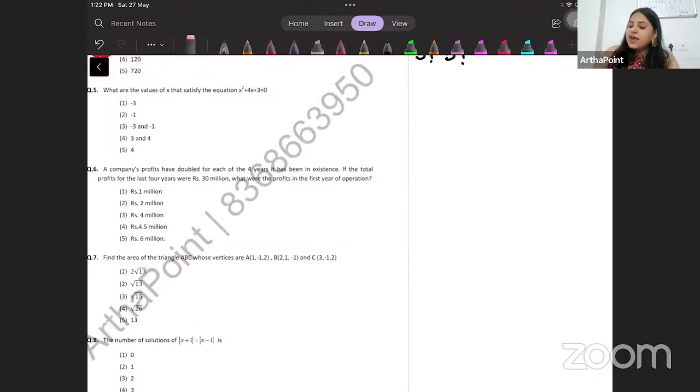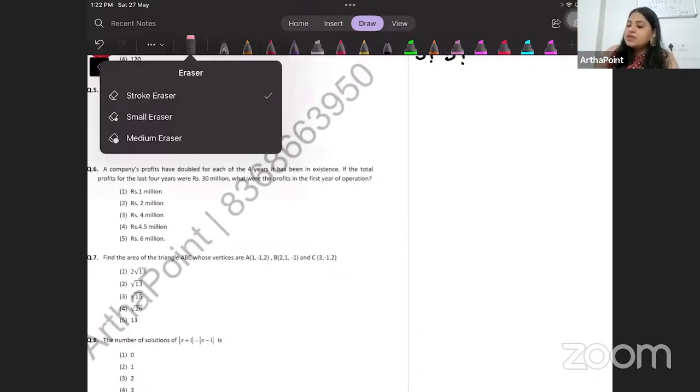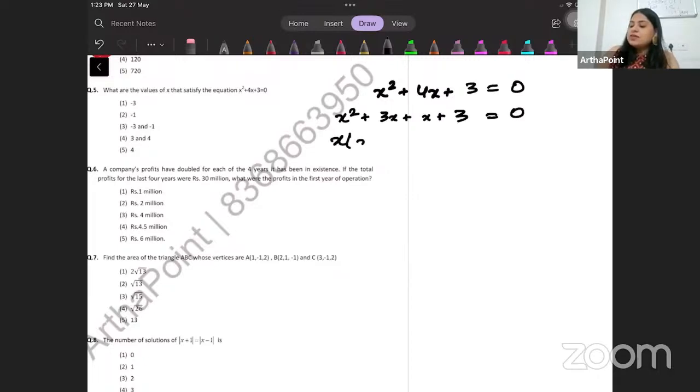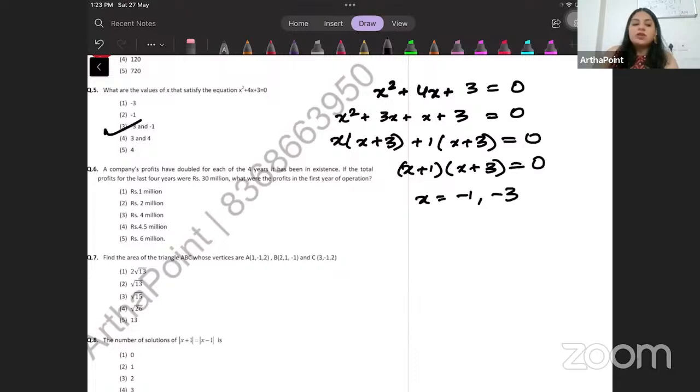So what are the values of x that satisfy the equation x square plus 4x plus 3 is equal to 0? So x square plus 4x plus 3 is equal to 0. There are two ways to do this beta. या तो फिर वो पूरा determinant वाला method use कर लो या इसको completing the square कर लो. So you can write this as x square plus 3x plus x plus 3 is equal to 0. x into x plus 3, plus 1 into x plus 3, is equal to 0. x plus 1, x plus 3 is equal to 0. So x is minus 1 or minus 3.